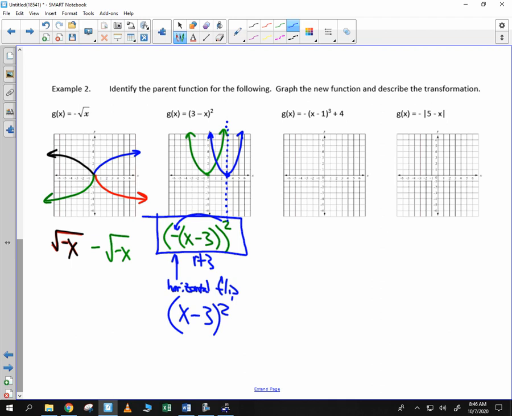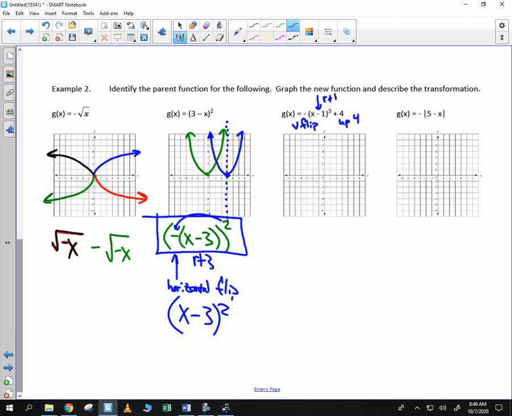Look at this guy. We have right 1. We have a vertical flip, and we have up 4. Okay, and we perform that in the order of operation in which it occurs.